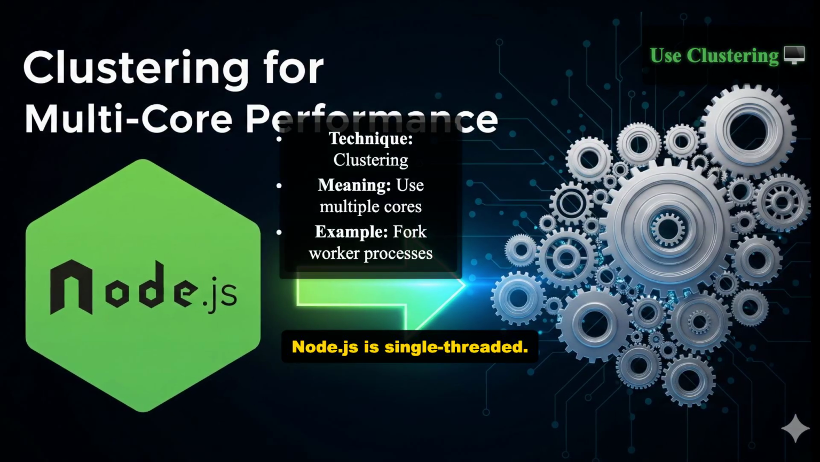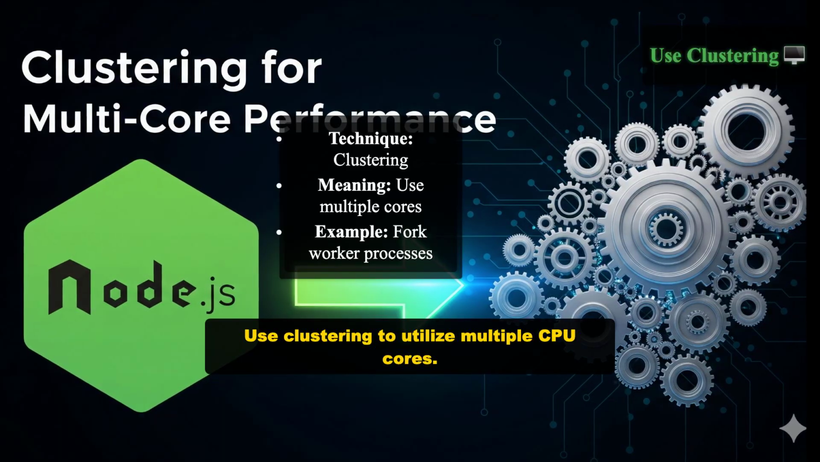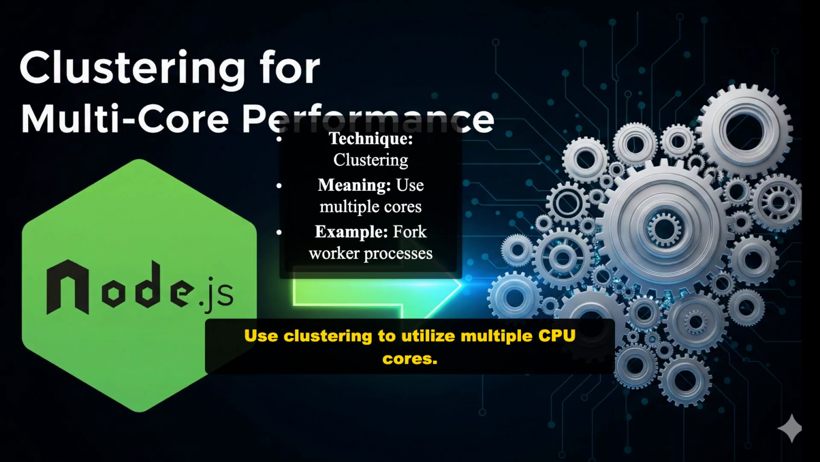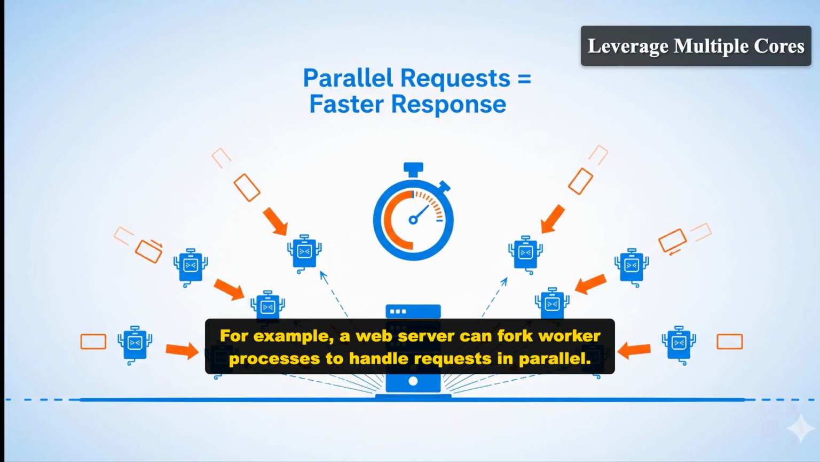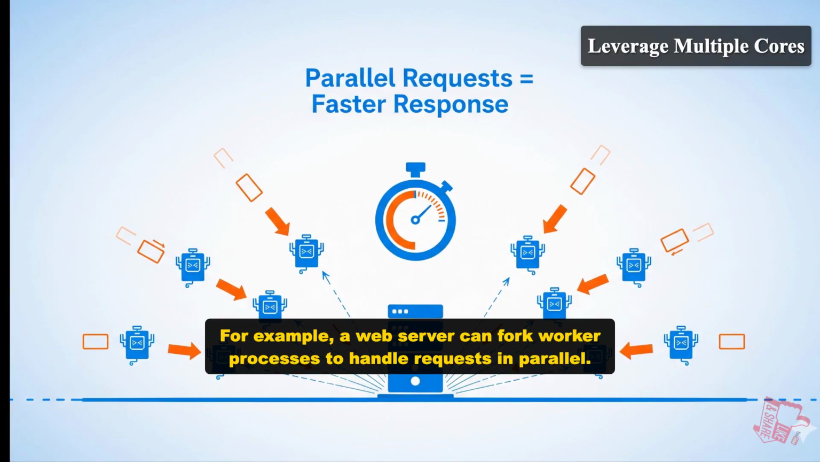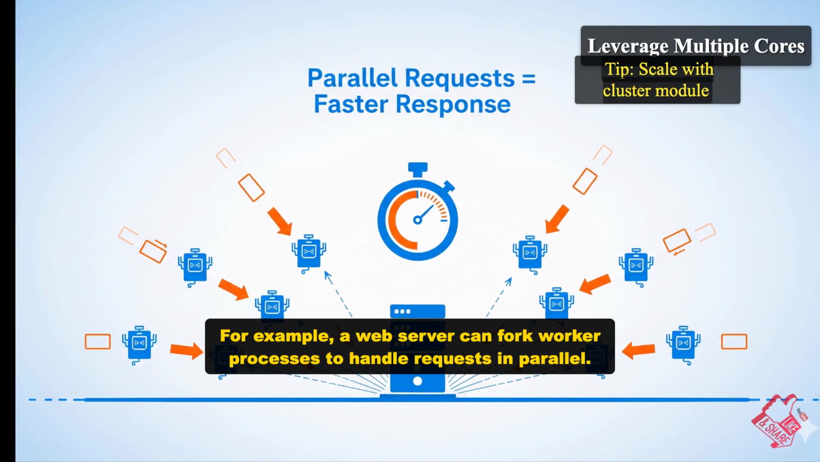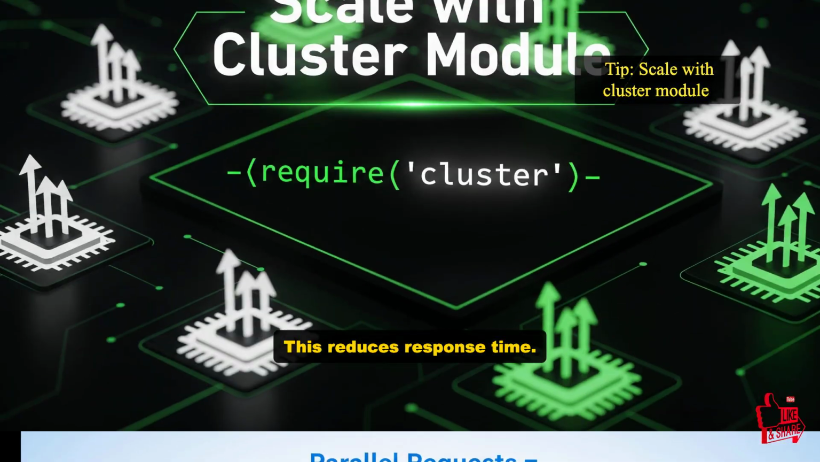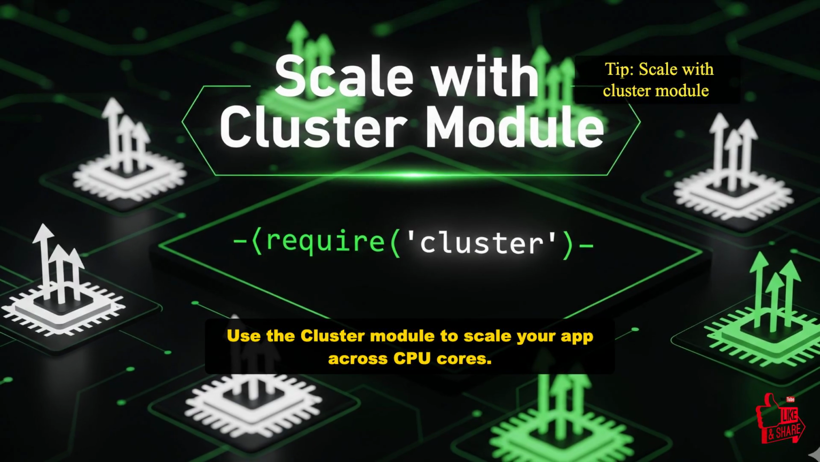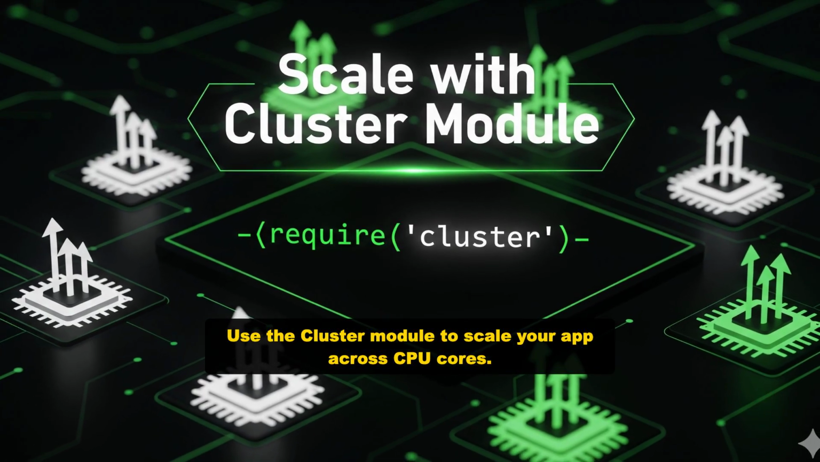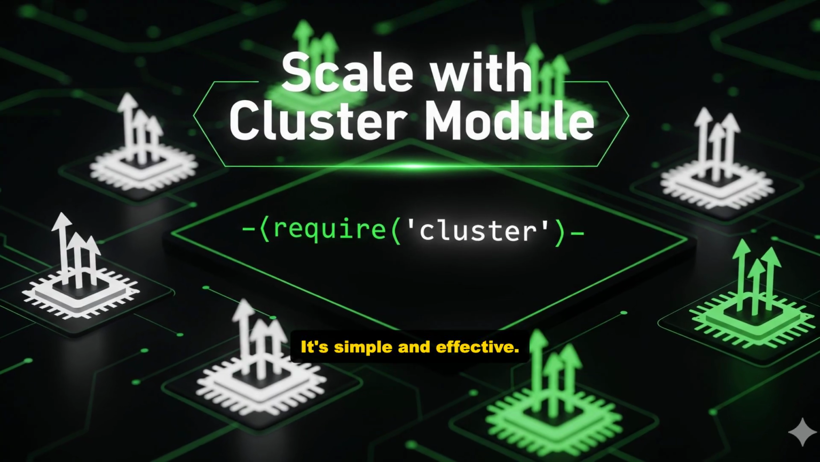Node.js is single-threaded. Use clustering to utilize multiple CPU cores. It boosts performance for heavy workloads. For example, a web server can fork worker processes to handle requests in parallel. This reduces response time. Tip: use the cluster module to scale your app across CPU cores. It's simple and effective.